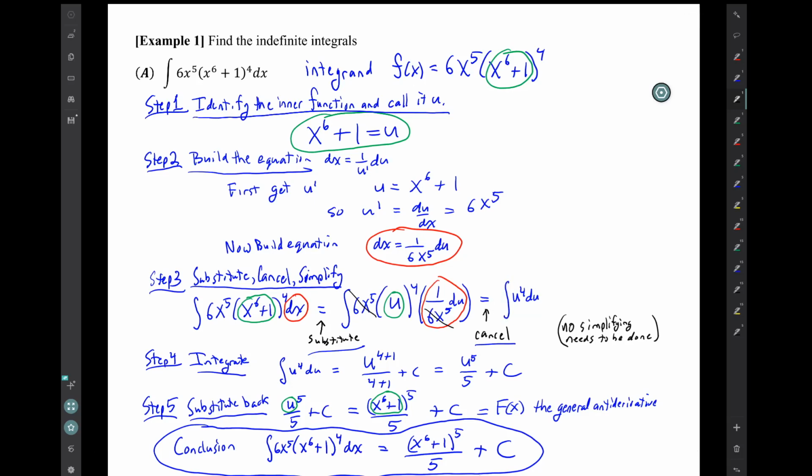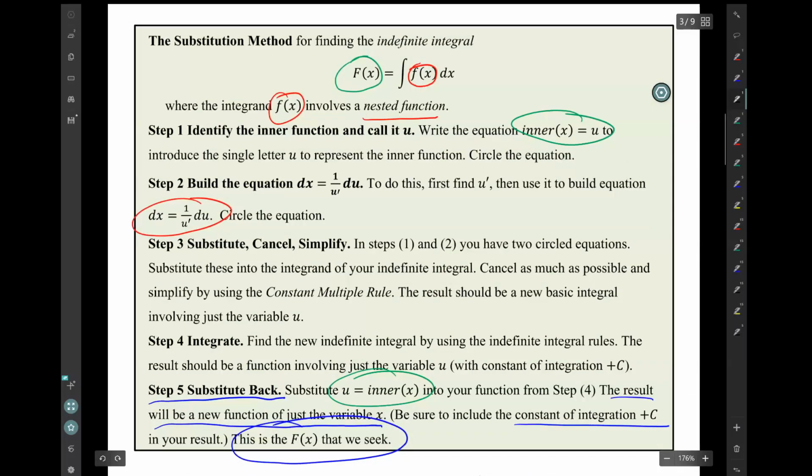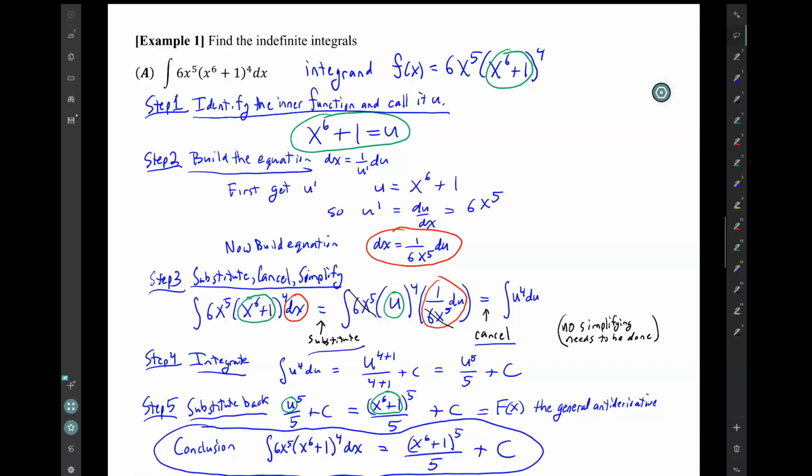So let's go back up and make sure we've done everything. We substituted back. We labeled our result as capital F of x, and that is all that we need to do. So that's the end of that example. Let's go on.